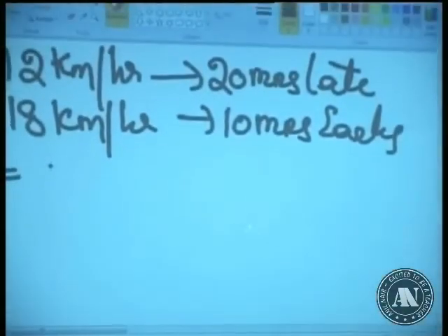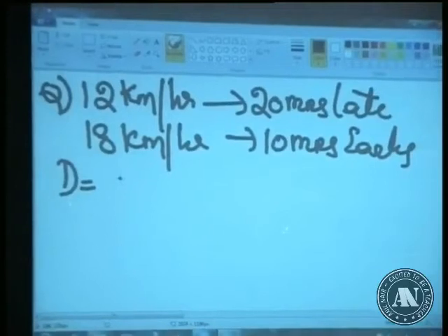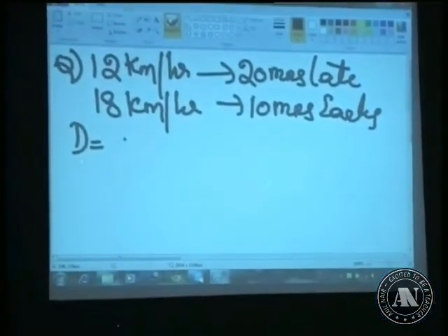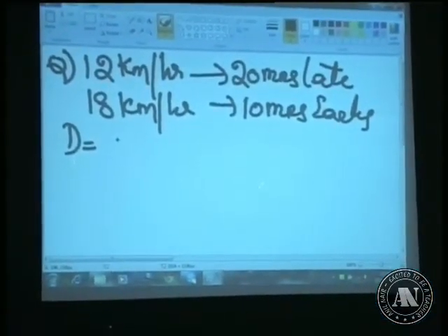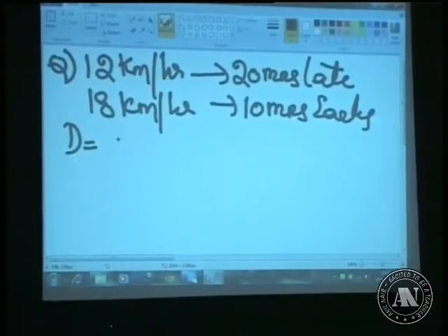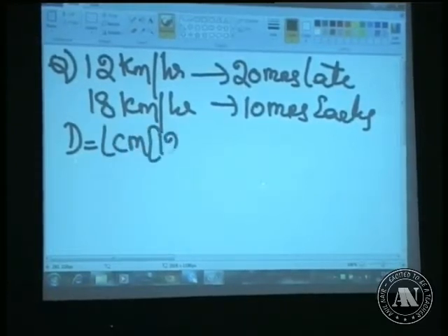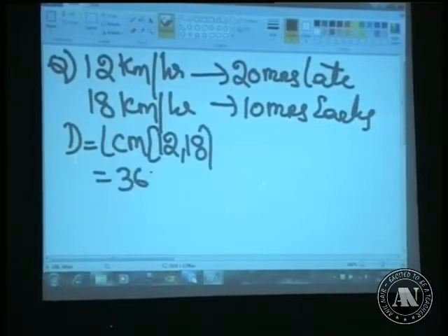What do you mean by constant? Constant is nothing but a fixed quantity. Am I right? Constant is nothing but a fixed quantity. Let us fix the quantity. You take any random number that comes into your mind to get the answer in less time. I am taking the LCM of 12 and 18. Since the distance is a constant and it is a fixed quantity, I am taking the LCM. LCM of 12 and 18. What is the LCM? 36.